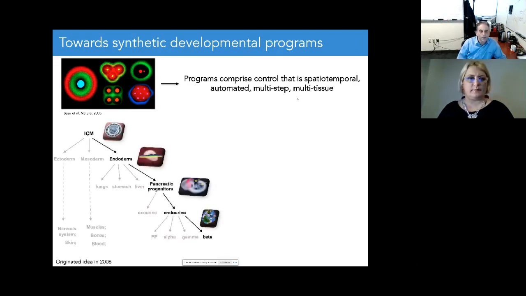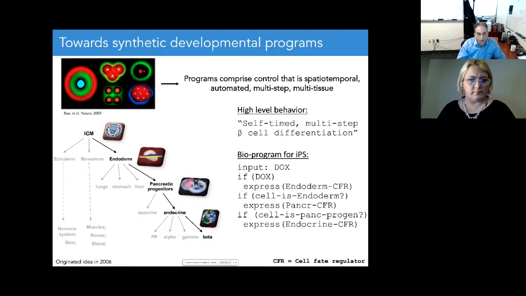One of the things that we set out to do was take stem cells, which is this ICM, the inner cell mass, and then create a multi-step biological program that would take these stem cells and, one step at a time in an automated fashion, differentiate them, inspired by what happens in normal biological development, from the stem cells to endoderm, to pancreatic progenitors, to endocrine, and ultimately to insulin-producing pancreatic beta cells.